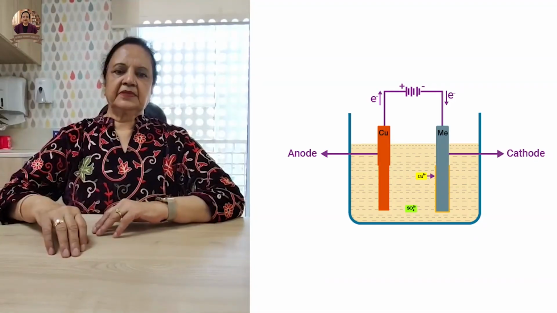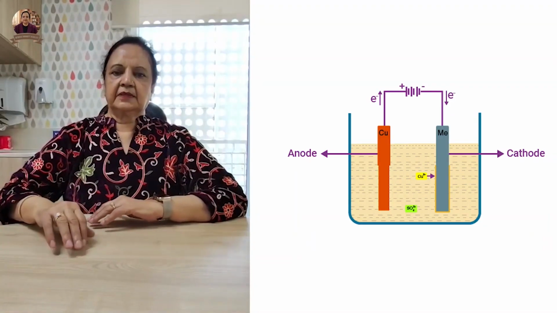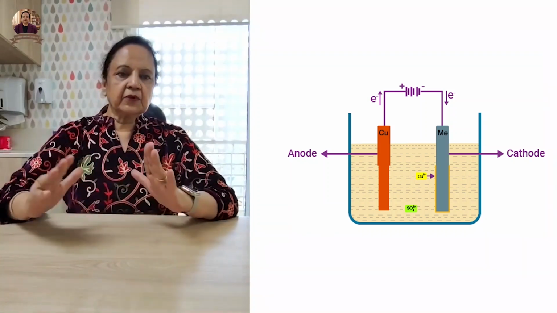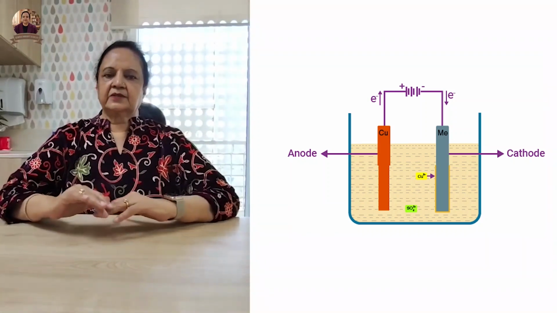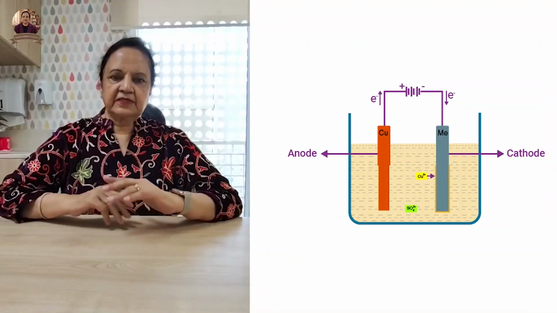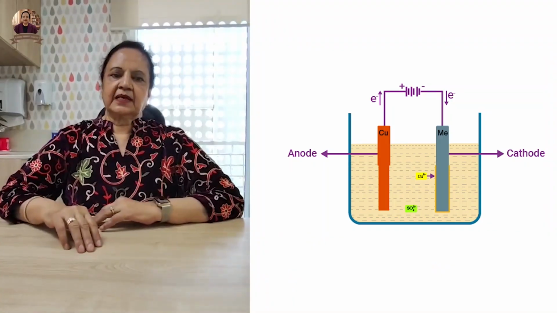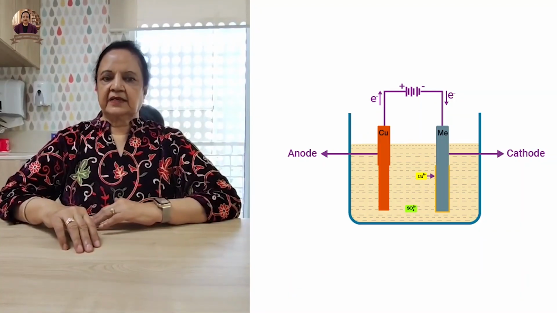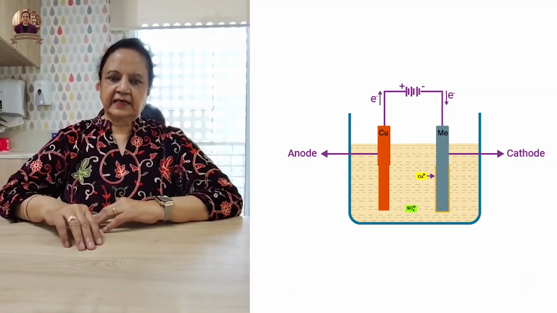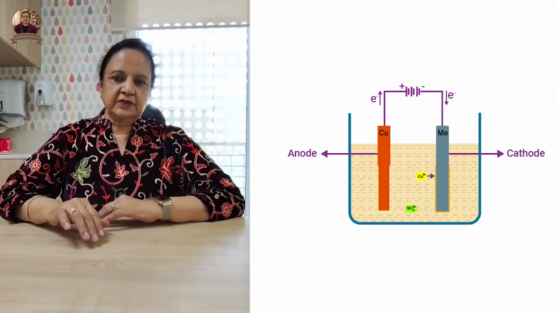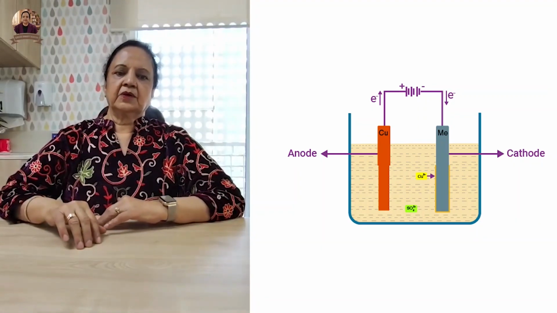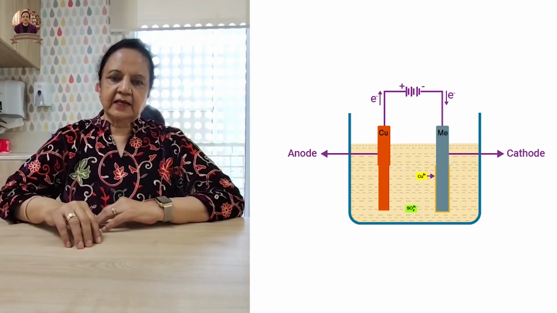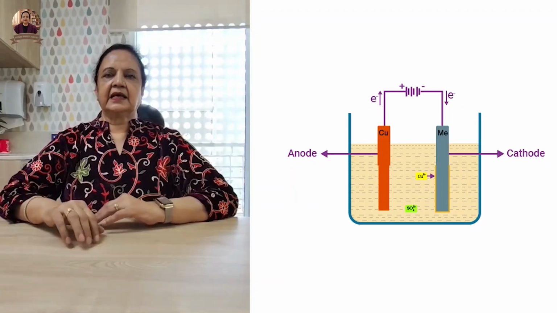This is used to obtain ultra pure copper. The impure copper is made the anode. A thin pure copper sheet is the cathode. Copper sulfate solution is the electrolyte. On passing current, copper from the anode dissolves as copper ions. These ions deposit as pure copper on the cathode. Impurities settle down below the anode as anode mud.